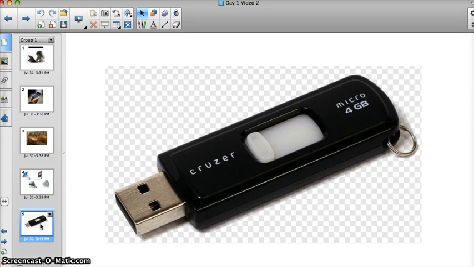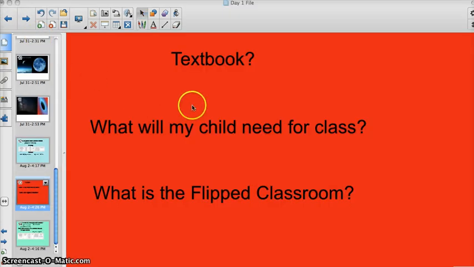I think with 6th grade it's 46 videos. We can put every one of them on that thumb drive, and that way they can take it with them, and they would not need an internet connection. They would just need something to plug the thumb drive into, in which they can watch that. So hopefully that tells you a little bit about the flipped classroom.